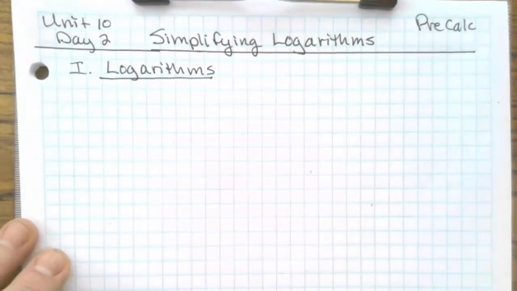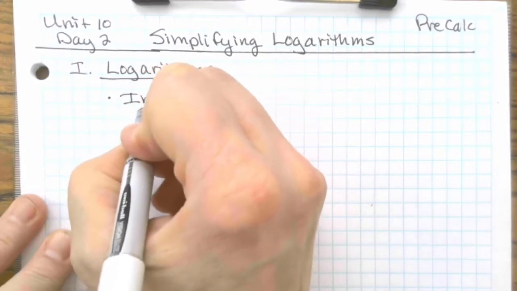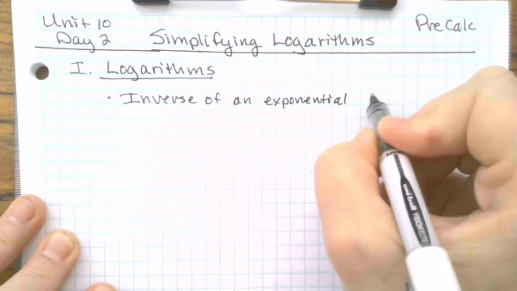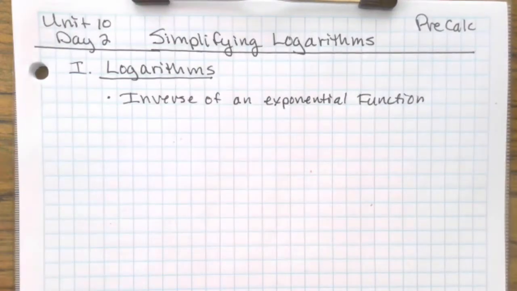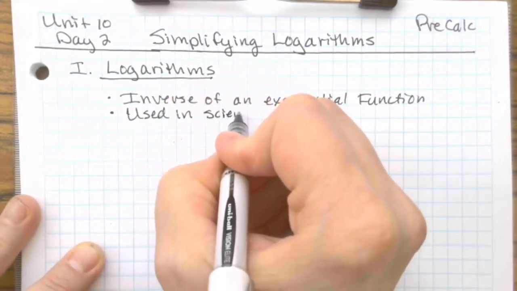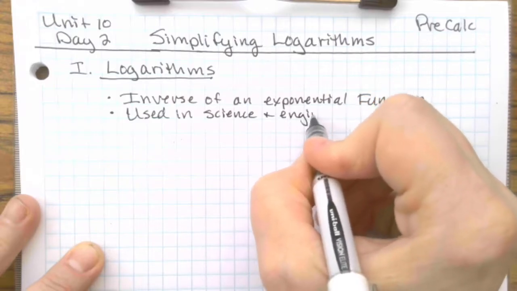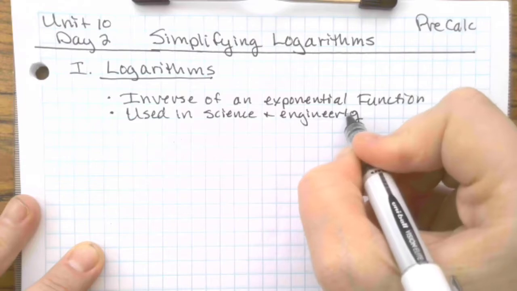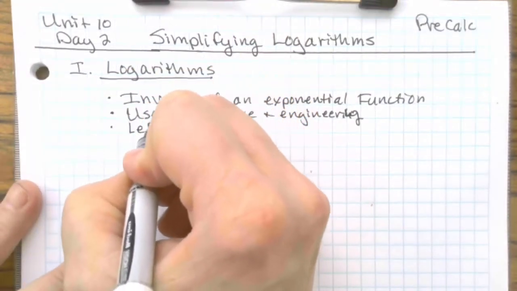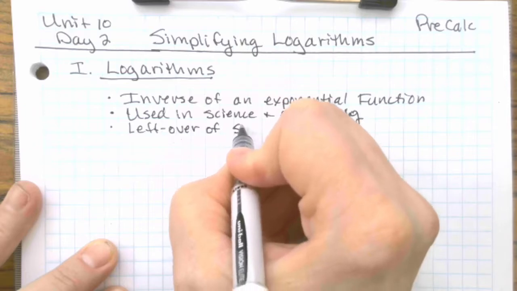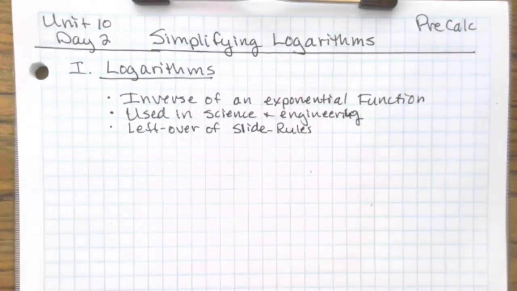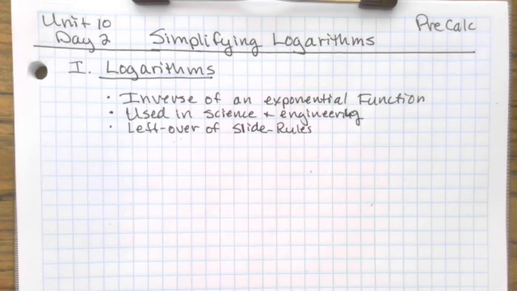What are they? Okay, so basically a logarithm is an inverse of an exponential function. It is commonly used in science and engineering, which is why we learn it. And basically logarithms are kind of a leftover of slide rules, which calculated larger numbers based on logarithms.